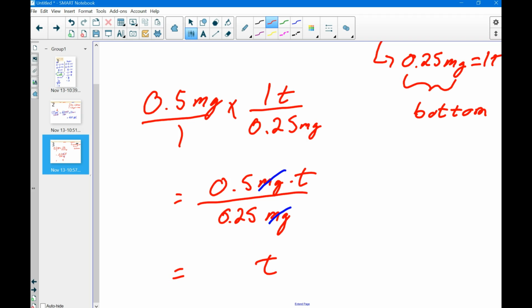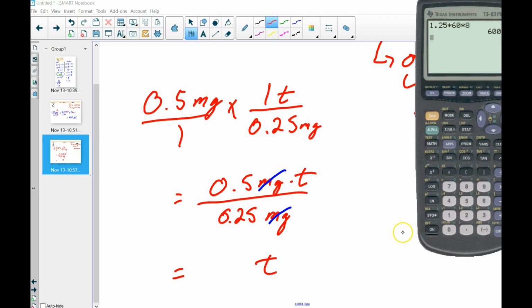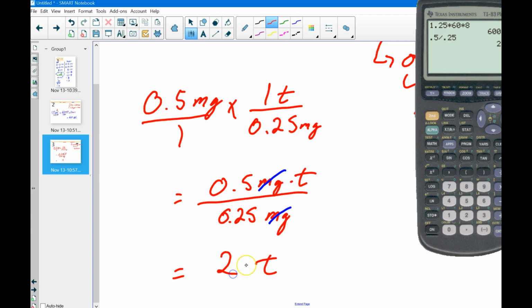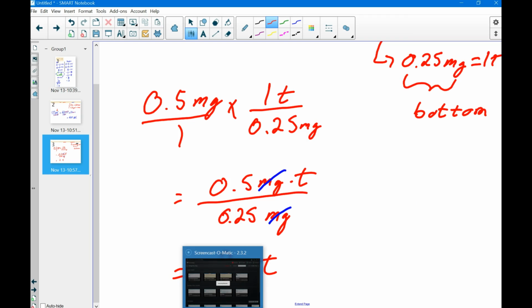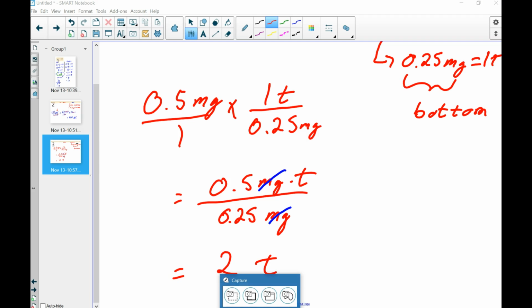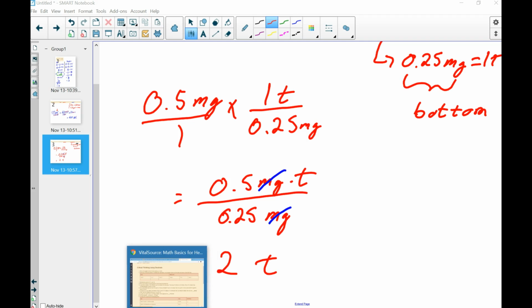If you want to use your calculator, you can, or you can just divide it by hand. I'll use the calculator to save time. 0.5 divided by 0.25, you already know the answer. The answer is 2 tablets. All good? Not too bad? All right.